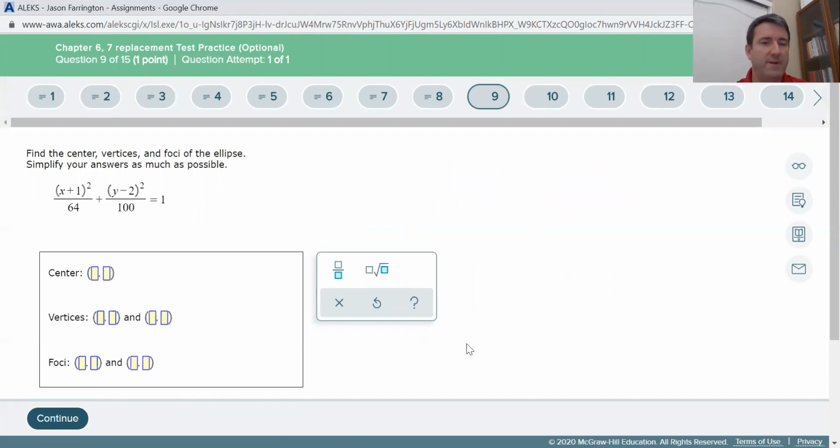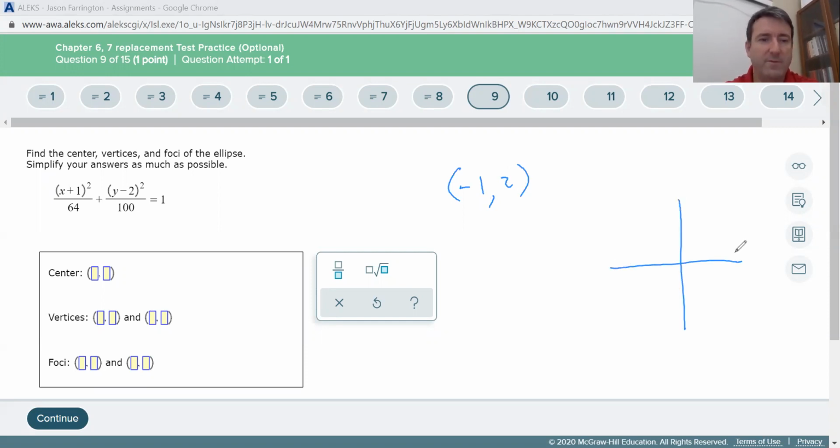All right, find the center, vertices, and foci of the ellipse. Simplify your answers as much as possible. So the center, vertices, and foci. So the center we can just read off. It's the number that we're subtracting from x, so that's -1, and the number we're subtracting from y, which is 2.